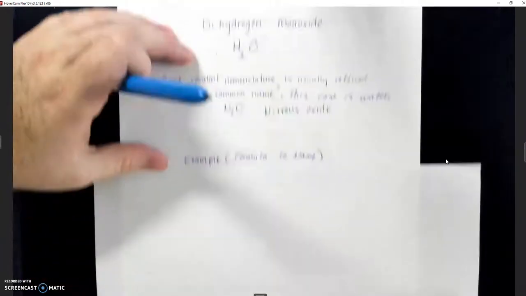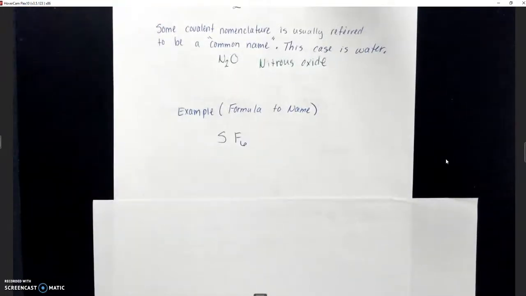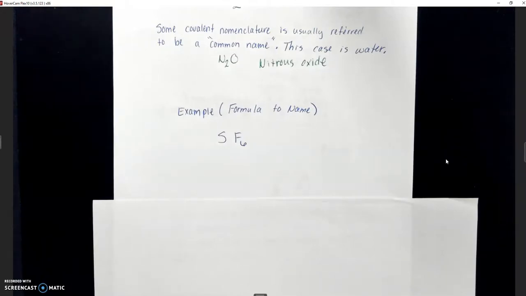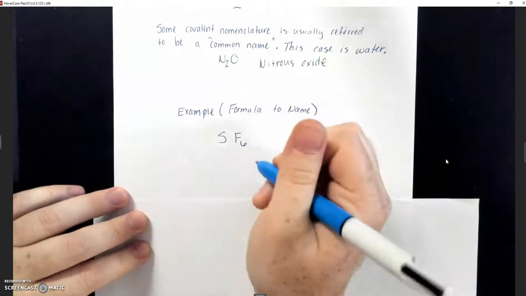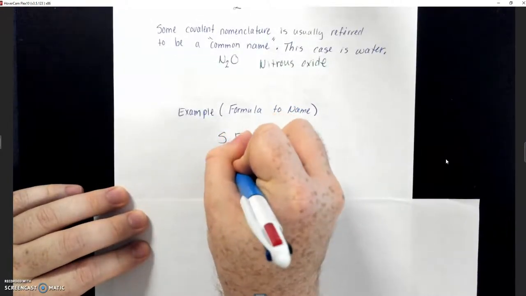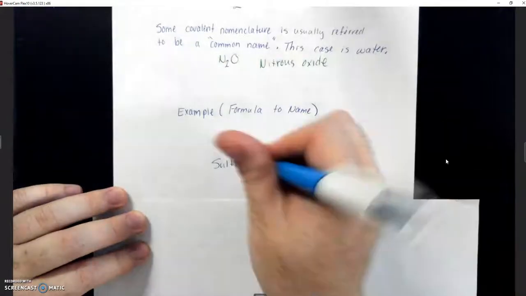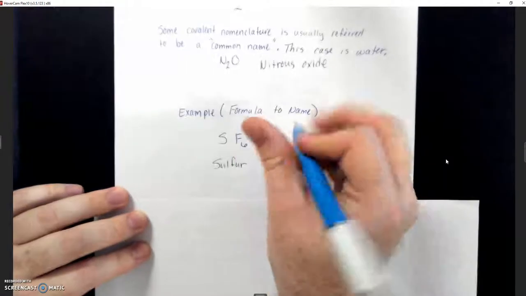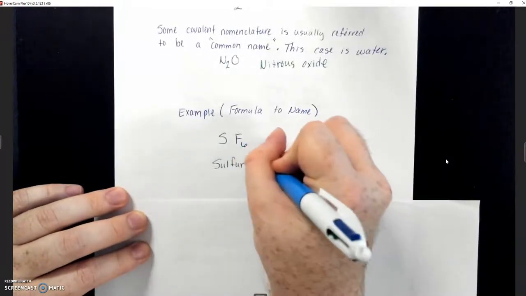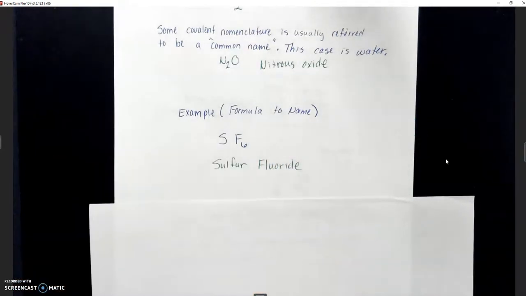Let's go over another example for formula to name specifically. I have SF6. SF6. Let's write down the name. I know that S is sulfur, and it's listed first, so its suffix doesn't change. And then the second one listed is fluoride. It's fluorine, but it becomes fluoride because it's an ion.